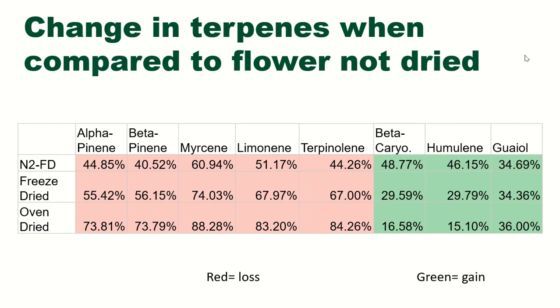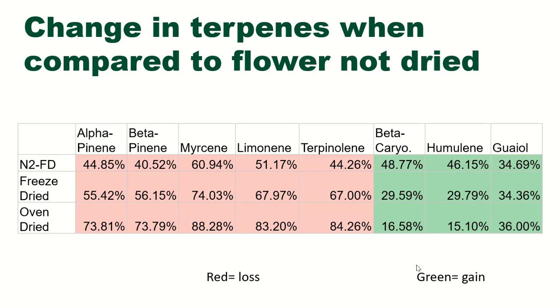The next two slides are going to show the difference in terpene profiles of these different treatments when compared to the flower that was not dried at all. It's kind of mind-blowing and hard to understand what's happening here. Again, we've got our sesquiterpenes and monoterpenes, our treatments, and what the red indicates is the loss of the specific terpene within that treatment. So for example, the oven-dried lost 73% of alpha pinene.